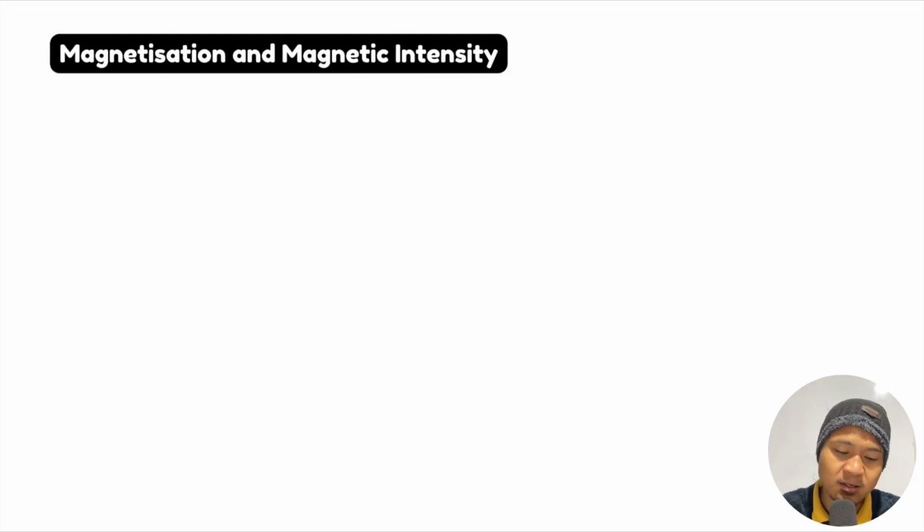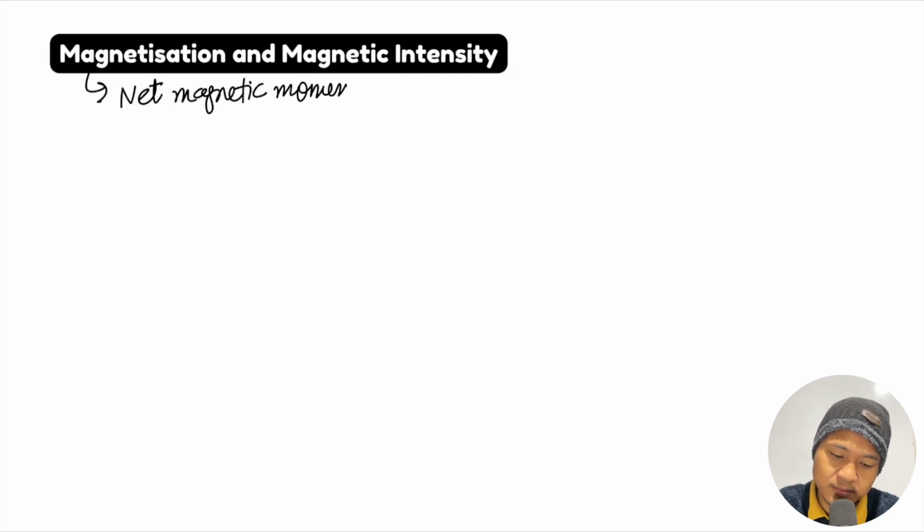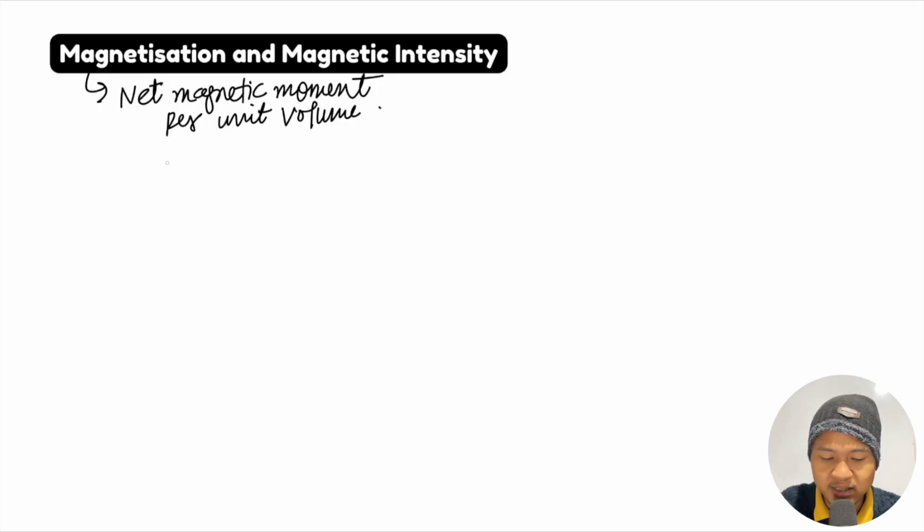Okay, now what is magnetization? It is the net magnetic moment per unit volume. Magnetization is represented by capital M. So capital M is equal to M net divided by volume.